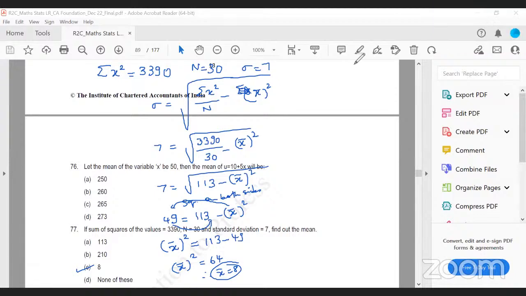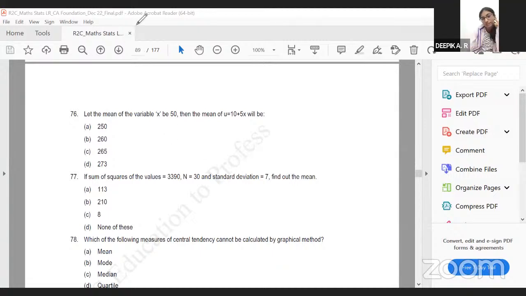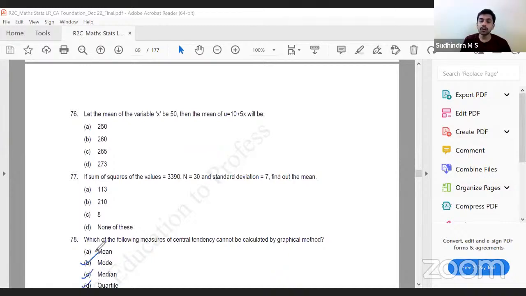Right. Next question. Question number 78. Which of the following measures of central tendency cannot be calculated by graphical method? Mean. Mode we can get from a histogram, and median and quartiles we can get through ogives. So it is mean, which cannot be calculated through graphical method.